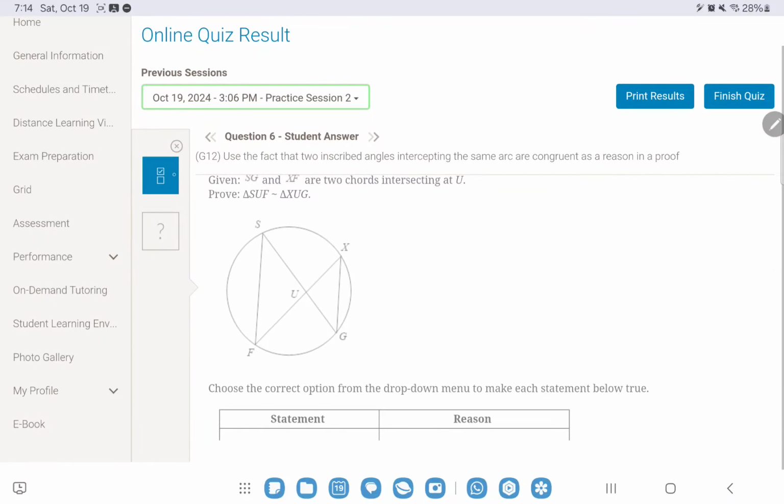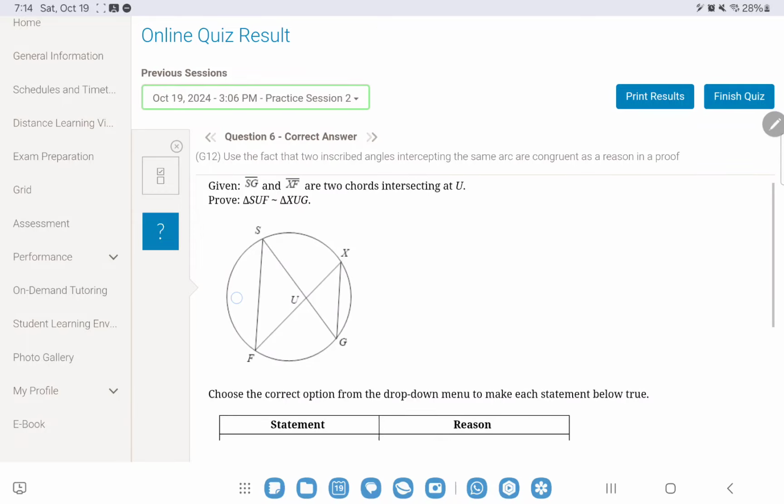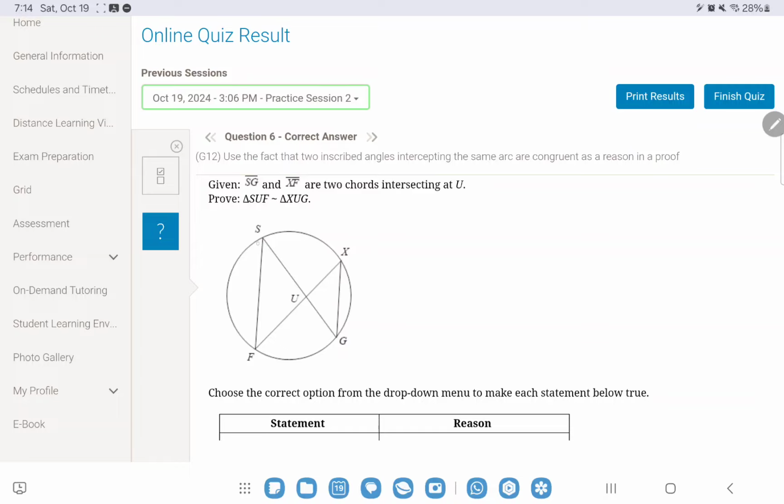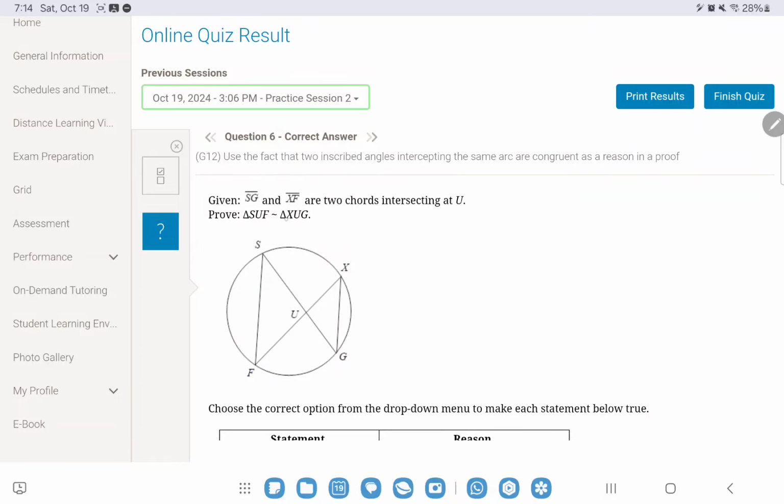This question is statements and reasons. So let's see what they're asking. They told you SG and XF are two chords intersecting at U. So SF and XG are chords intersecting. You need to prove that triangle SUF is similar to XUG.